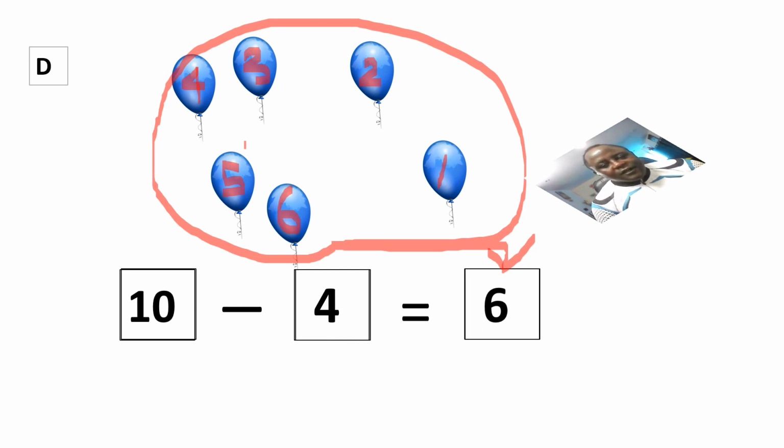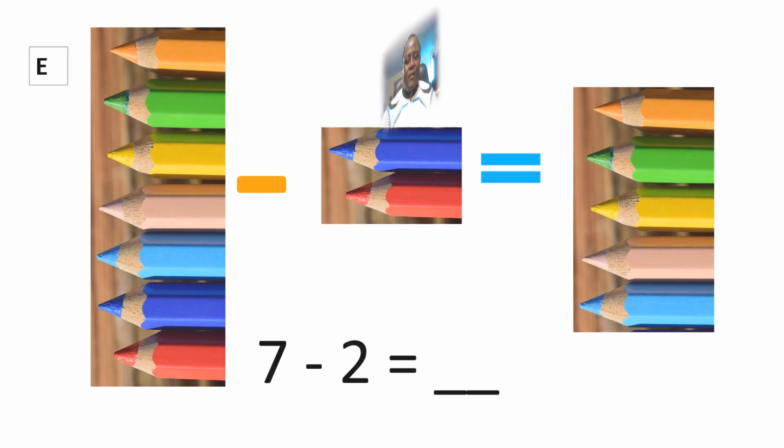Excellent. Next, look at the pencils given like this. How many pencils? Can you count? 1, 2, 3, 4, 5, 6, 7, right? So this is 7. If we take away 2, we subtract 2.